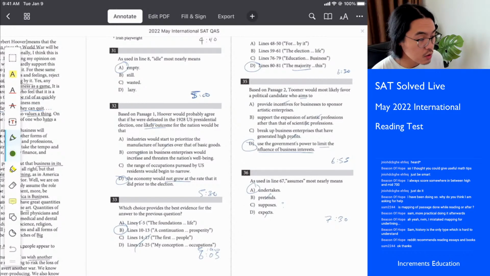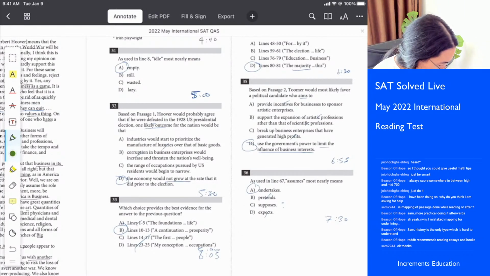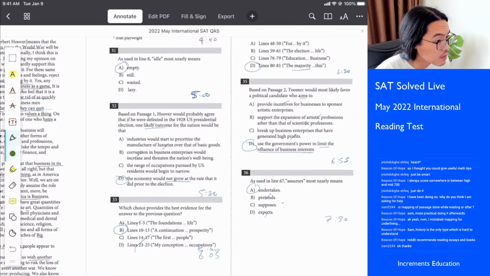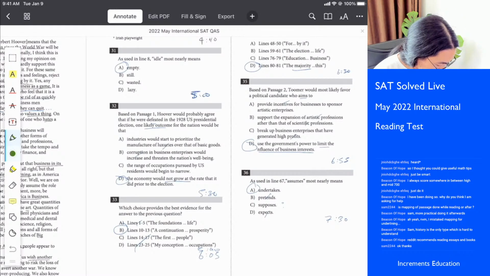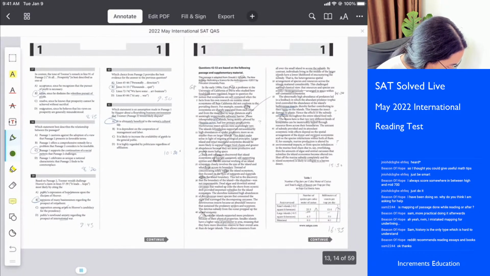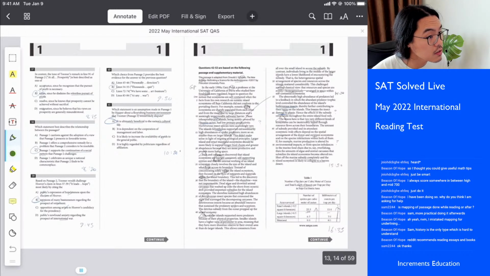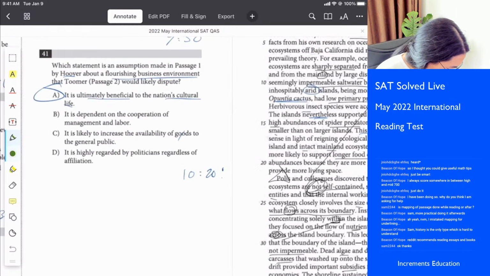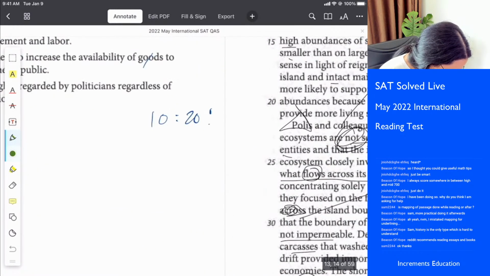Okay, so question 31, here we go. Question 31, I chose ADB, correct. And then I chose DDA, correct, cool. And then I chose BCB, correct. And then I chose BA, correct. That's 11 out of 11.